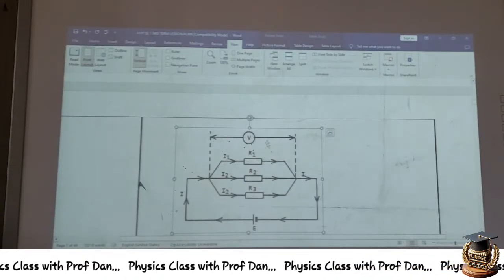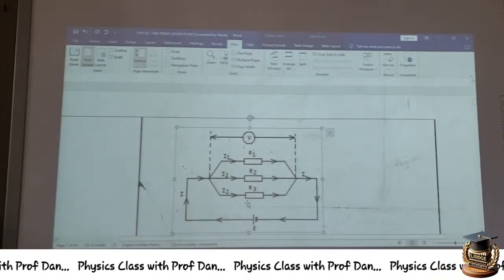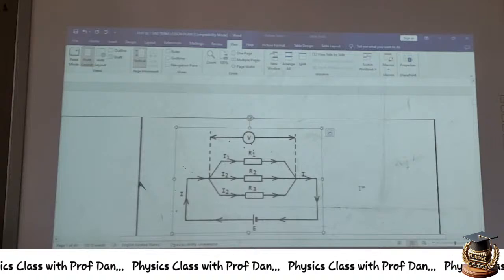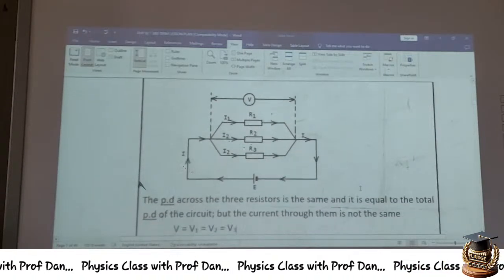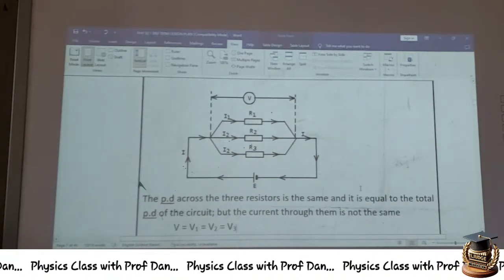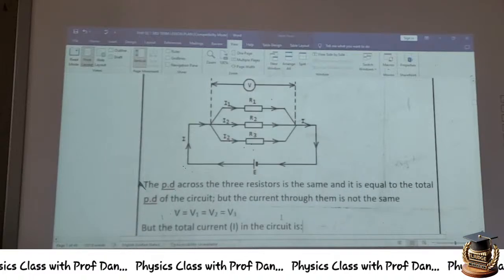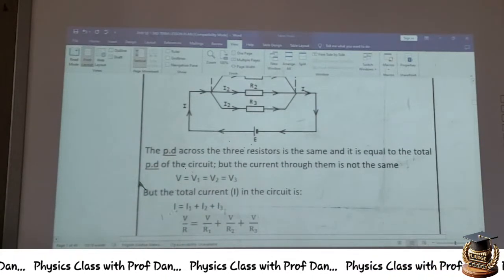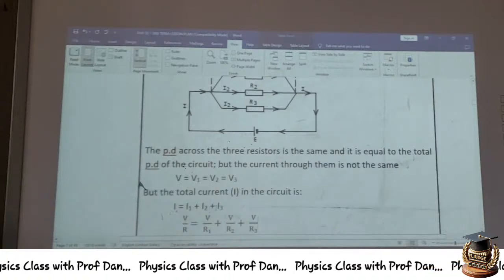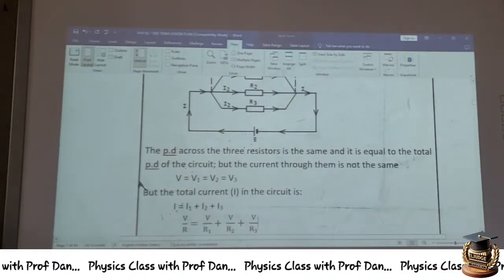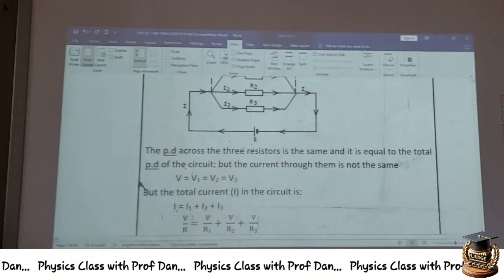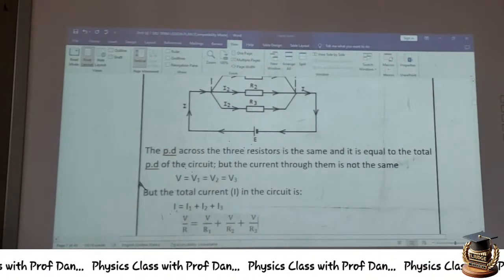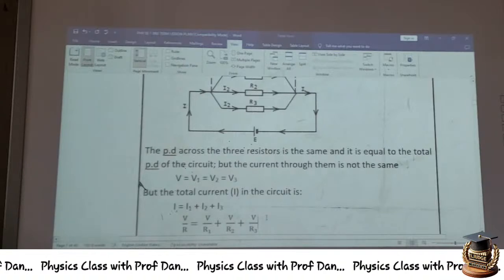So then the same voltage across the three. So since the voltage is the same, we have V1 equals V2 equals V3 equals V. But the total current is I equals I1 plus I2 plus I3. And we know from our Ohm's law I equals V over R. So we have V over R equals V over R1 plus V over R2 plus V over R3.